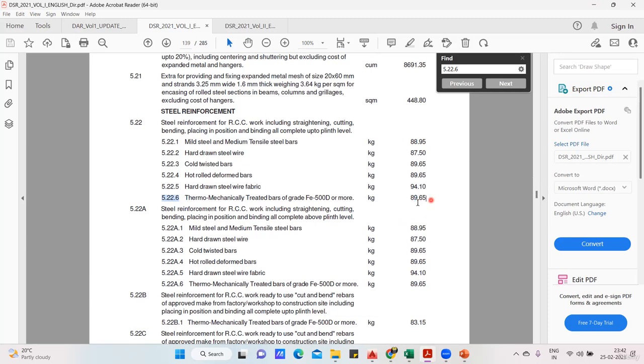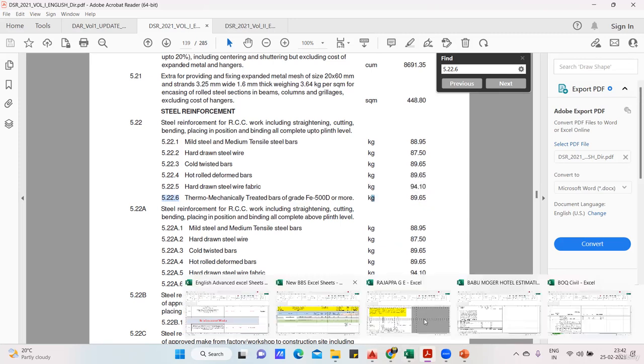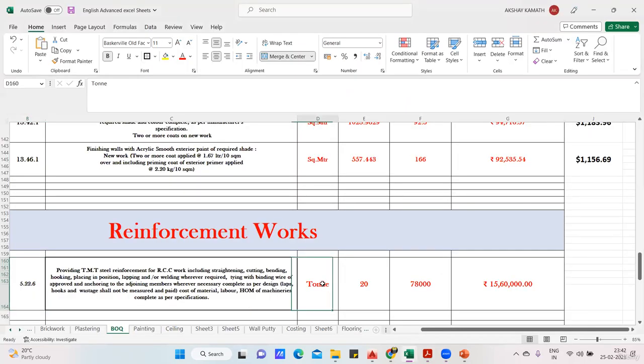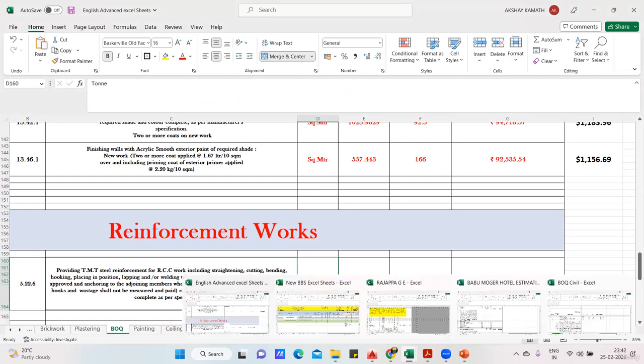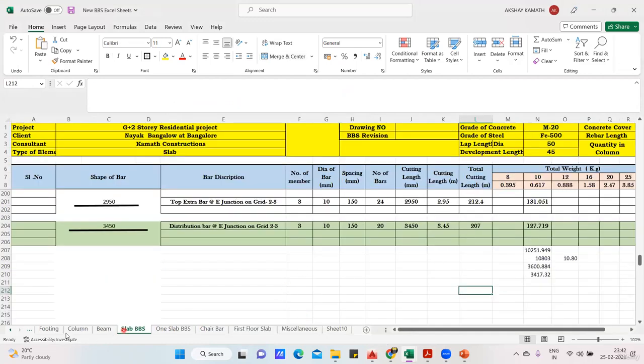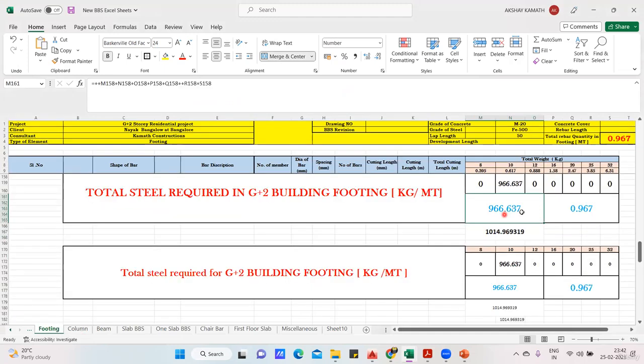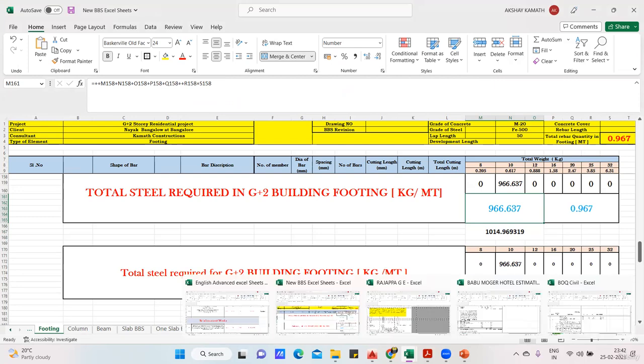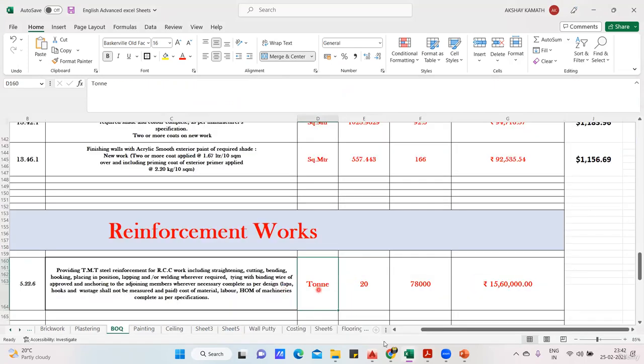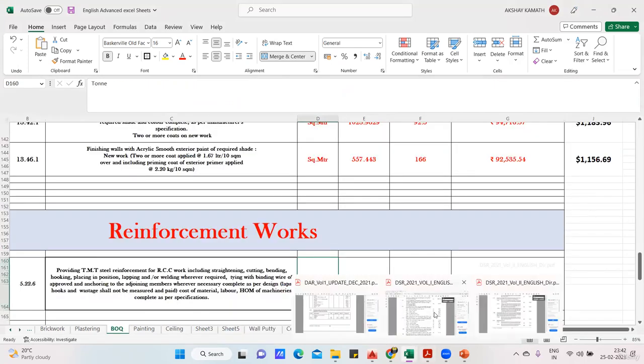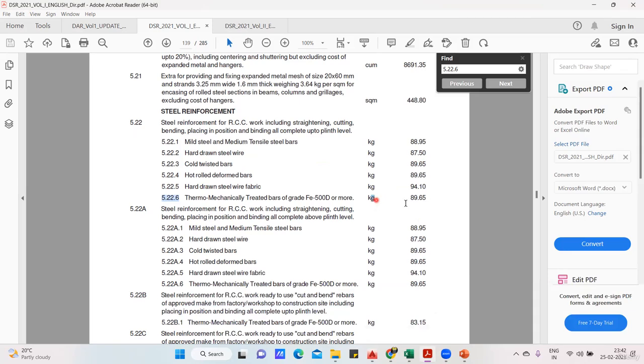It is 89.65, but here it is per kg. Whenever we do the quantity estimation in BOQ, we don't give it in kg. We give it in tons. The quantity we are going to give in tons, not in kg. Because if you see our BBS, whatever we had prepared, finally everything was in ton. This was in kg, but later I put that in ton. So that is the reason in my bill of quantities, I'll put it in ton. And for the SOR rate, you just multiply this rate by 1000.